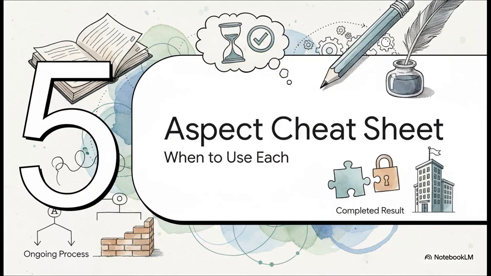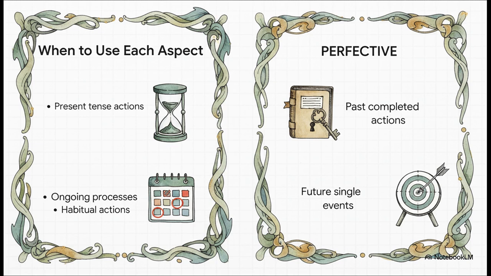Okay, so I think you're really starting to get the core concept. But to make things even easier when you're out there trying to speak, I've got a little cheat sheet for you. Think of these as simple rules of thumb to help you pick the right aspect on the fly. So pretty simple, right? You're going to reach for the imperfective when you're talking about things happening right now in the present tense, any kind of ongoing process or stuff you do all the time, habits. And you'll use the perfective for actions in the past that are 100% finished or for single one-time events that you plan to do in the future.